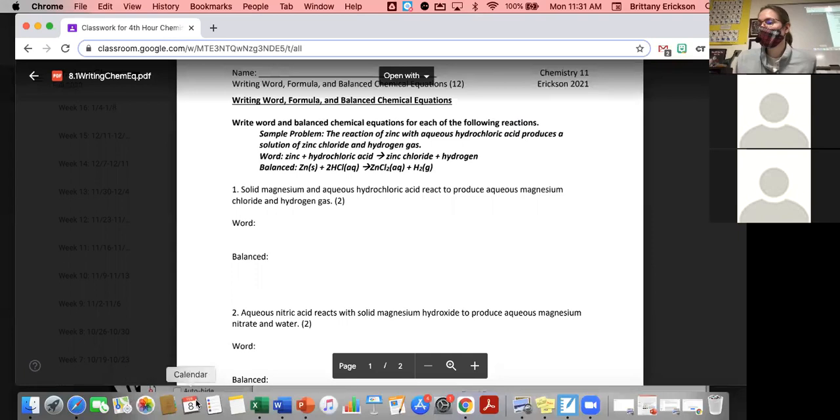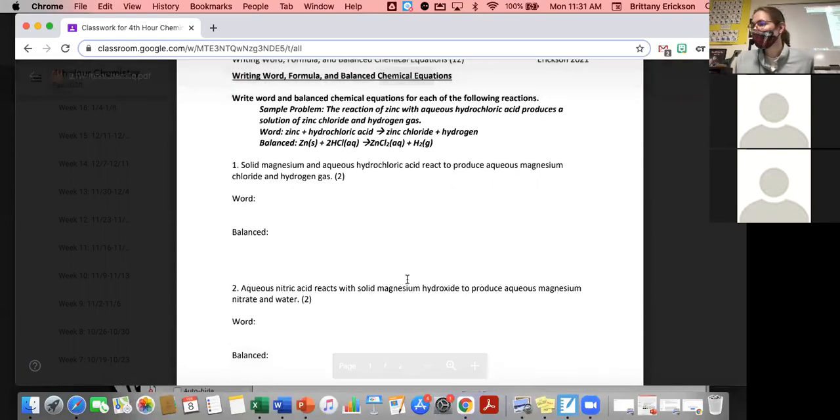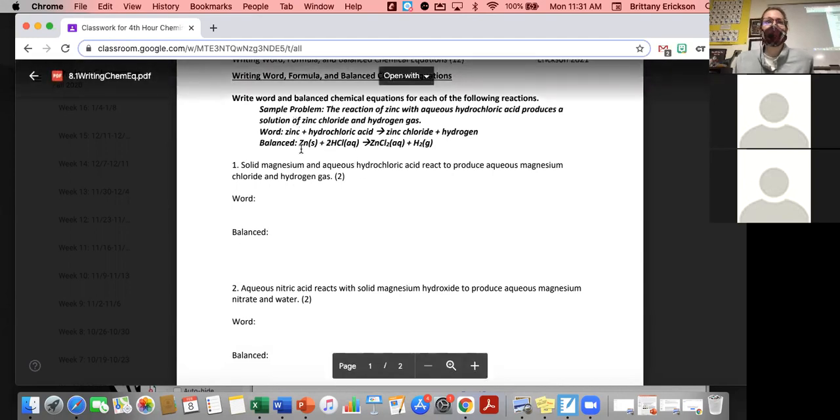For the word one on number 1, would you put an S after the word? You don't put an S after the word, only for the balanced equation.